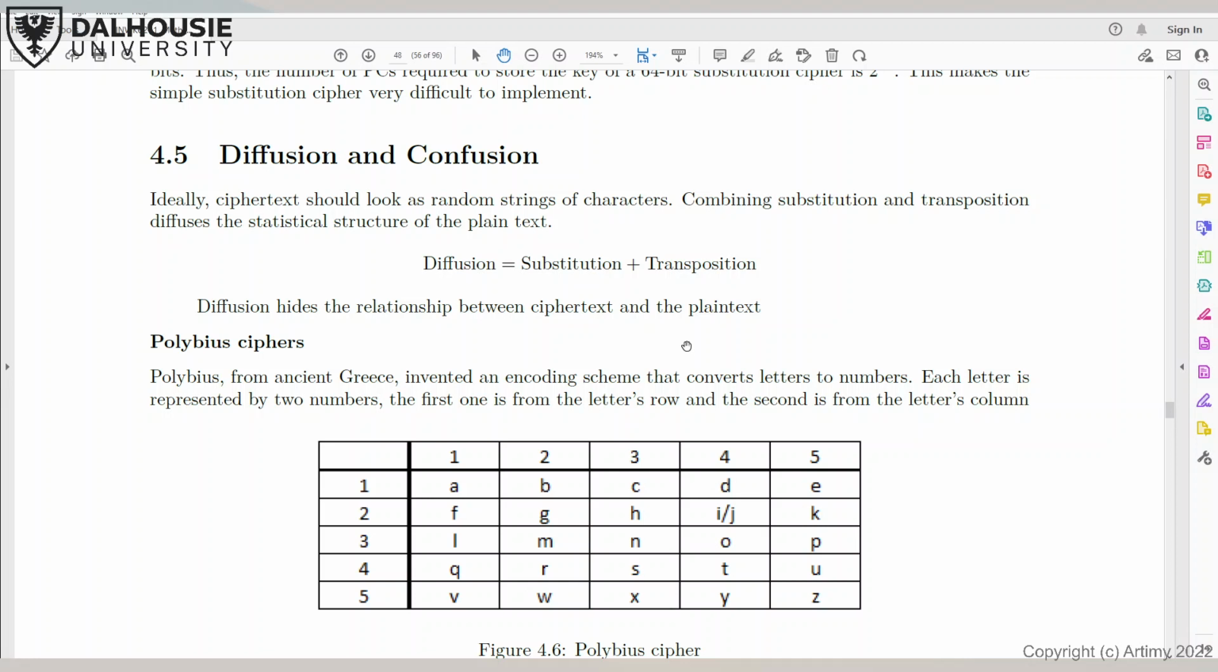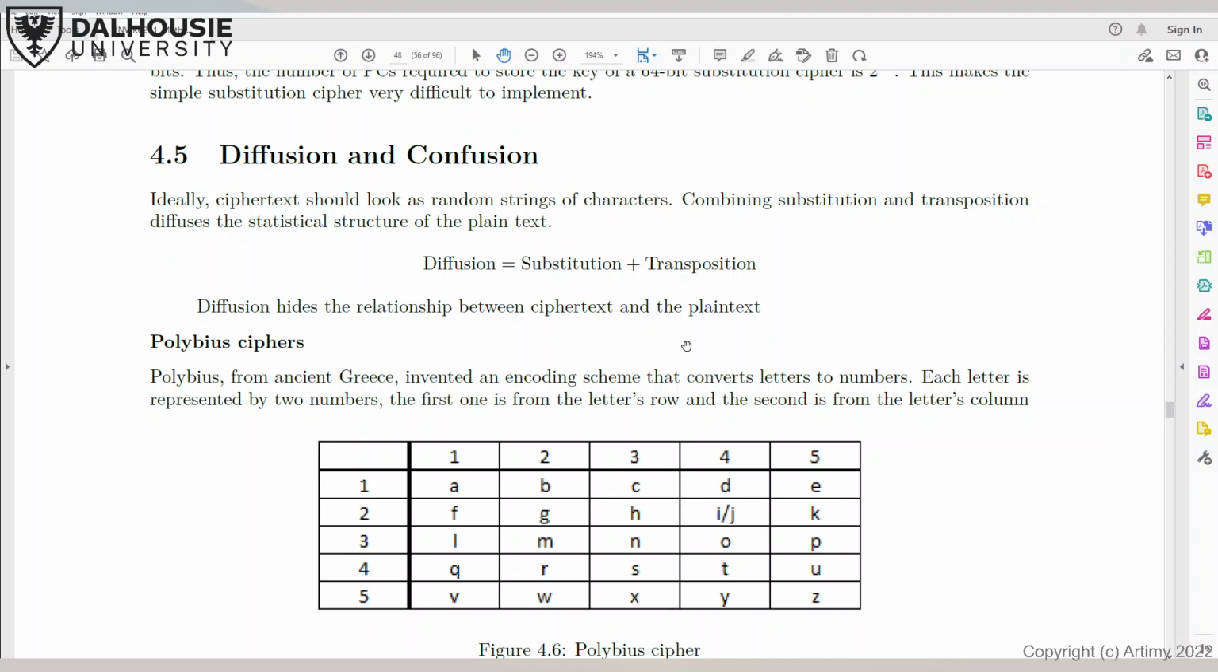By substitution, we convert the letters. By transposition, we move them around. So the word THE could be translated to 3 other letters, but they will be broken apart. You won't see the cipher equivalent of THE everywhere. No, they will be broken apart by the substitution and the transposition. All right. So that's the concept of diffusion.